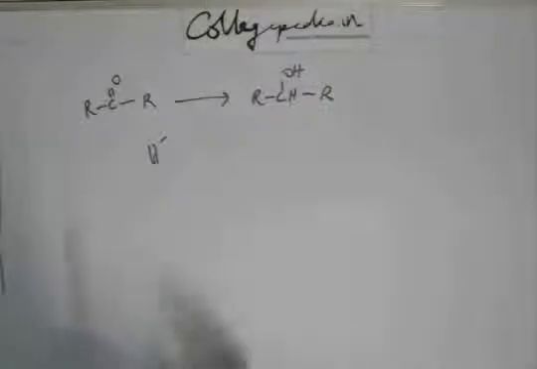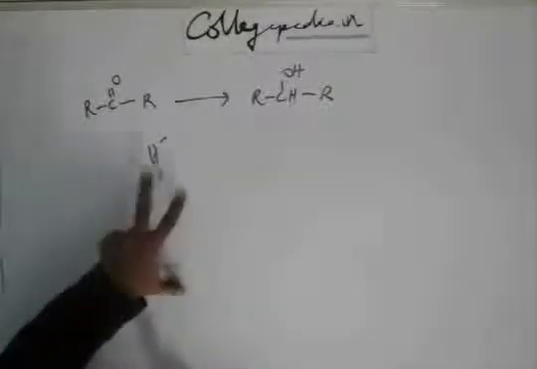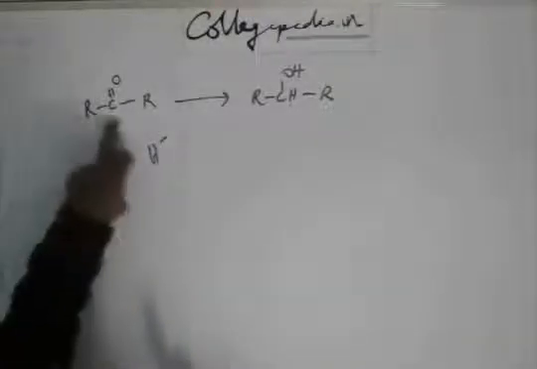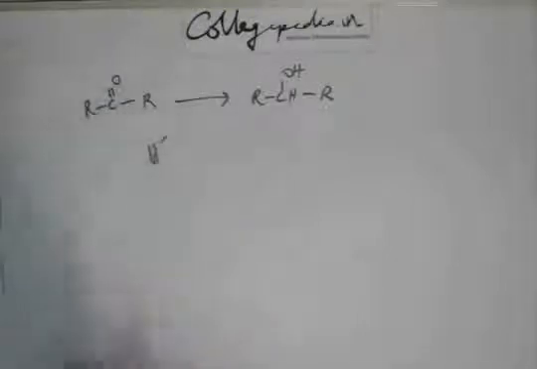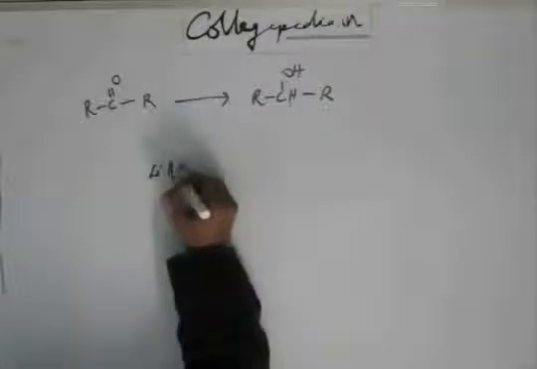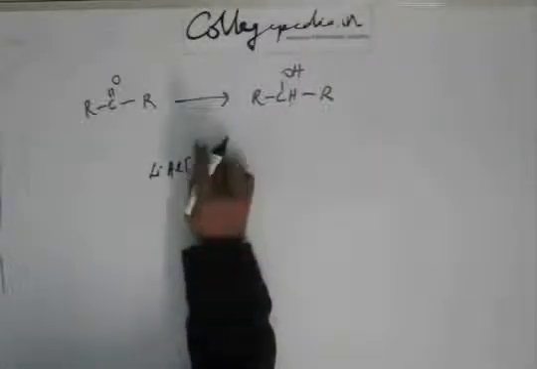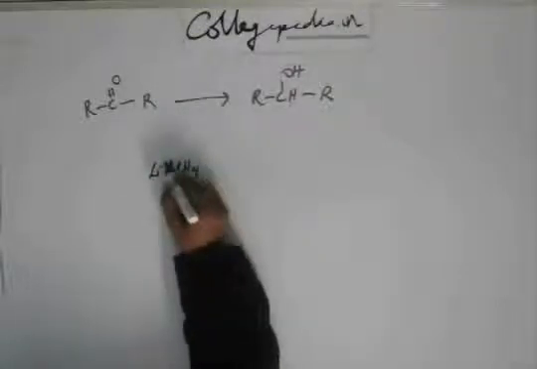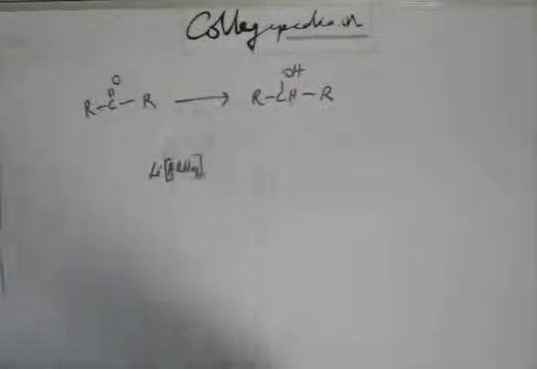Fine. So if we have some reagent that will generate hydride ion, then that reagent will reduce this carbonyl group. Not a big deal. Now two such reagents we have studied before. One is lithium aluminium hydride. This is a complex like this.